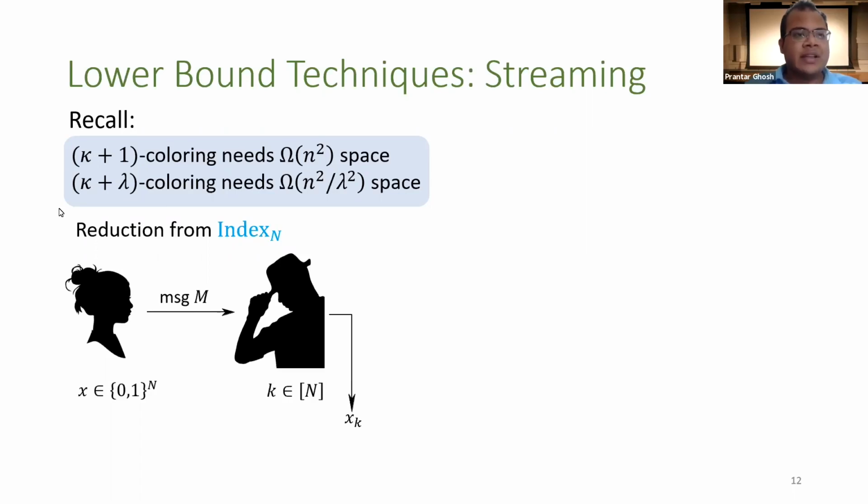We reduce from communication complexity, as is standard, to show the streaming lower bounds. In particular, we reduce from the Index_n problem, where there are two players, Alice and Bob. Alice holds an n-bit string and Bob holds an index k between 1 and n. Alice sends a single message to Bob, who should now output the kth bit of x. It is known that Alice's message should be at least omega n in size.